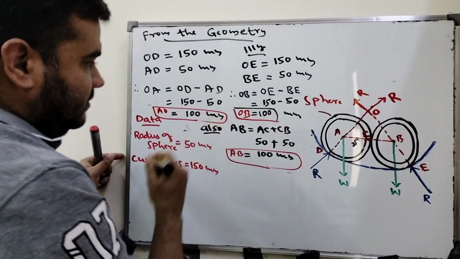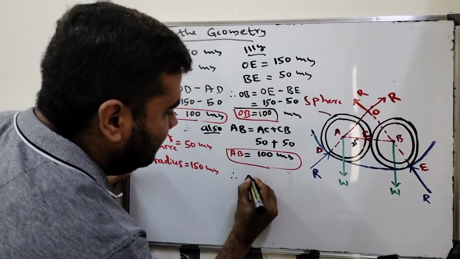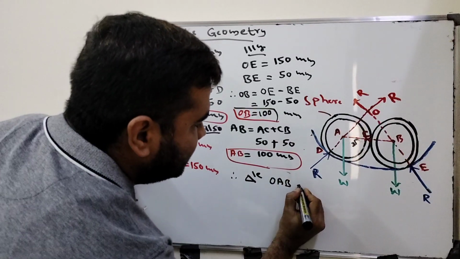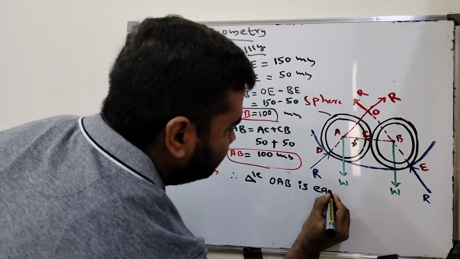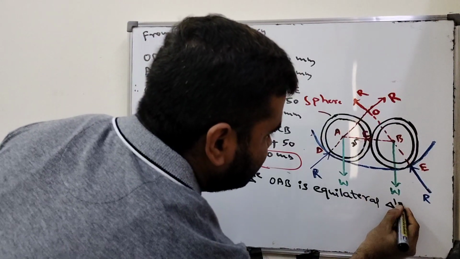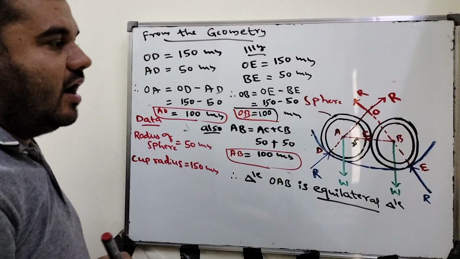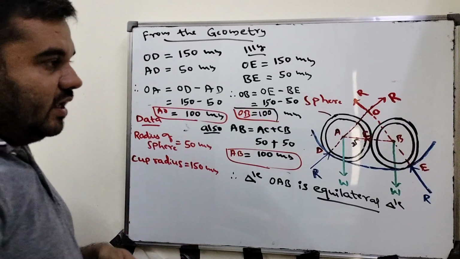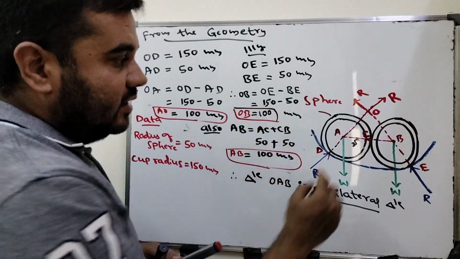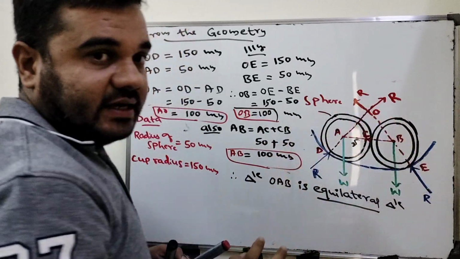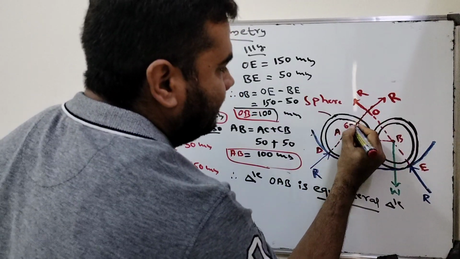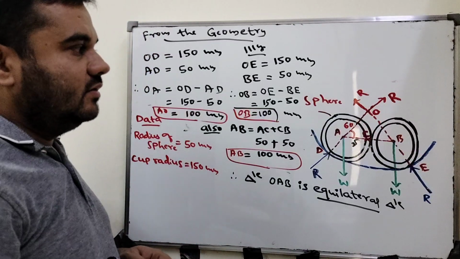Therefore, triangle OAB is an equilateral triangle. Since all sides are equal, this is important. So now, if this is an equilateral triangle, the inner angles are the same: this is 60, this is 60, this is 60, right? So can I call angle OAB 60 degrees? Right or wrong?